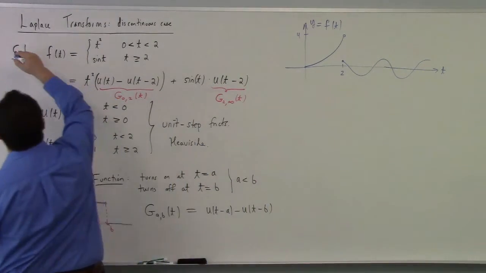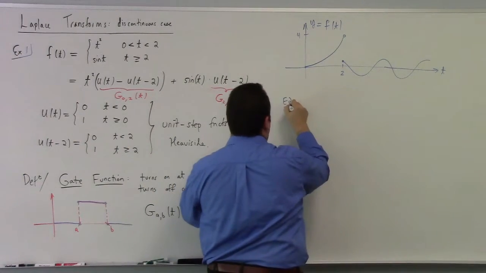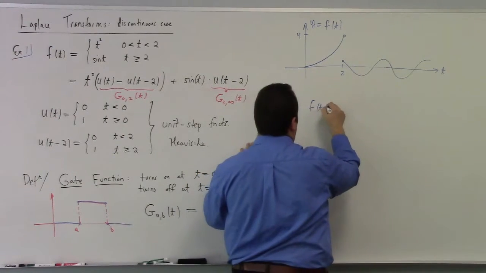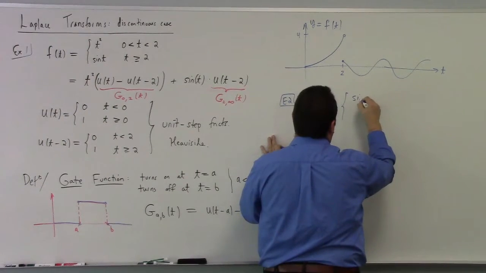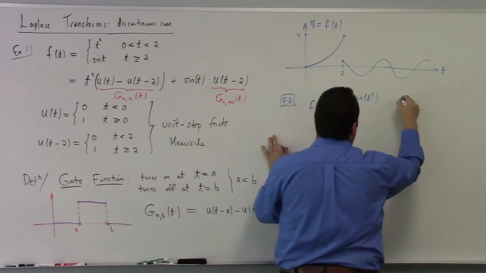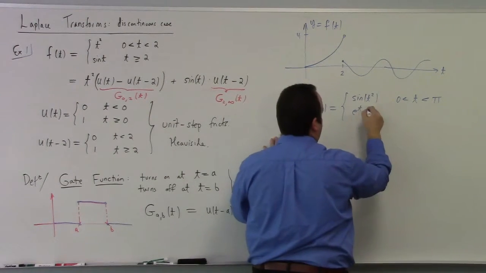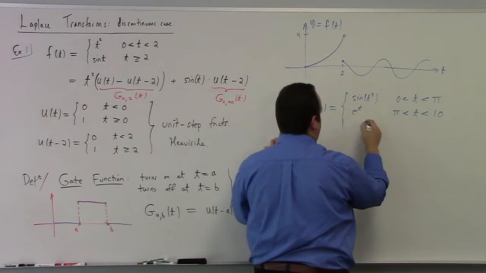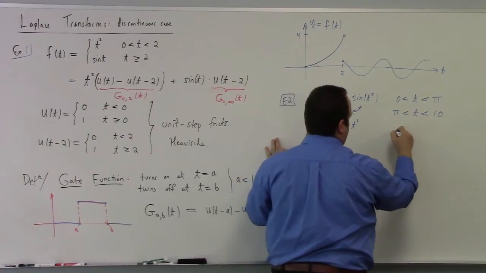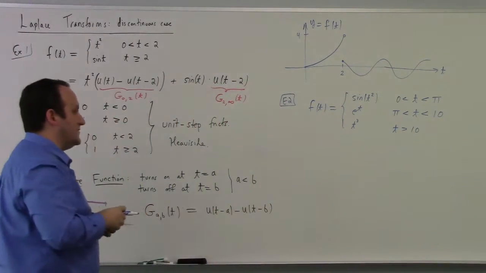I call this example 1. Example 2. Let's look at f of t equal to, I don't know, how about sine of t squared for 0 less than t less than pi, and say e to the t for pi less than t less than 10, and then let's say t cubed for t greater than 10. Again, I don't really care about what the value is at the discontinuities.